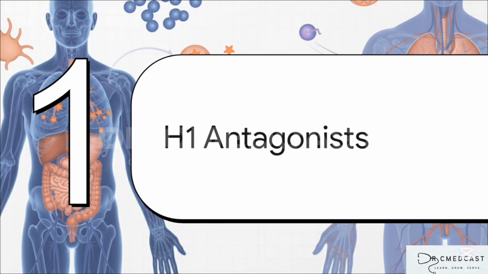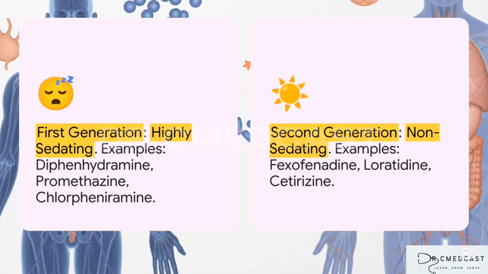All right, now that we understand the problem, let's talk about the solution. We're moving on to the H1 antagonists, the drugs most people just call antihistamines. Now, this is maybe the most important concept for this whole class. H1 antagonists are split into two major groups, the older first-generation agents and the newer second-generation agents. For exams, the prototype drug you absolutely have to know for the first generation is diphenhydramine. If you understand how diphenhydramine works, both its benefits and its problems, you understand the whole class.